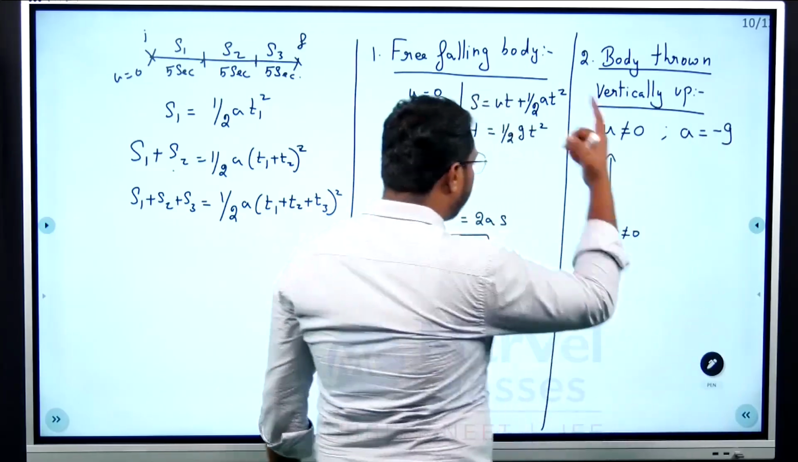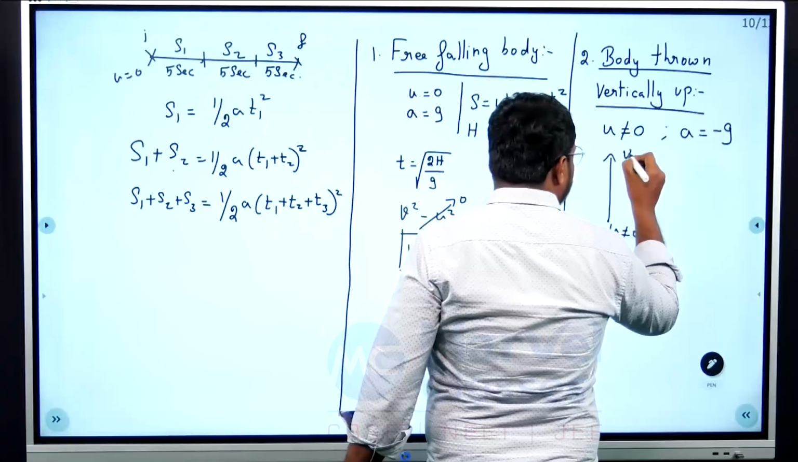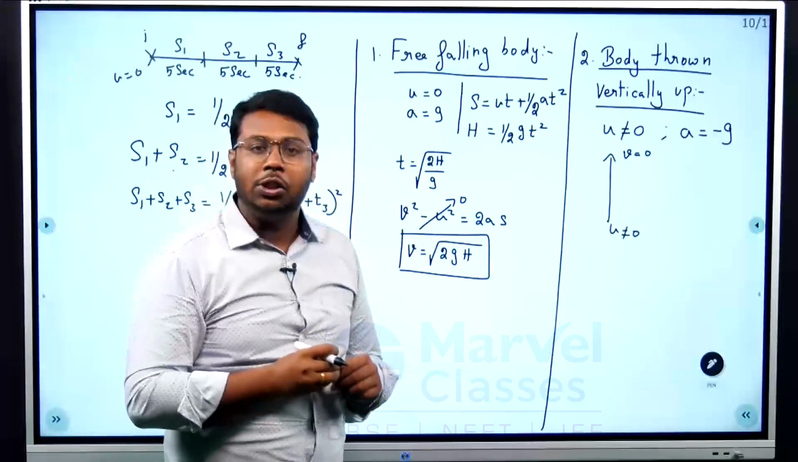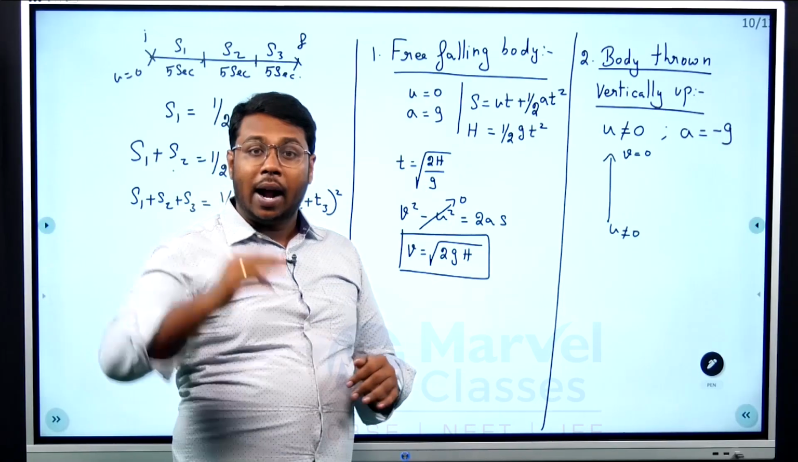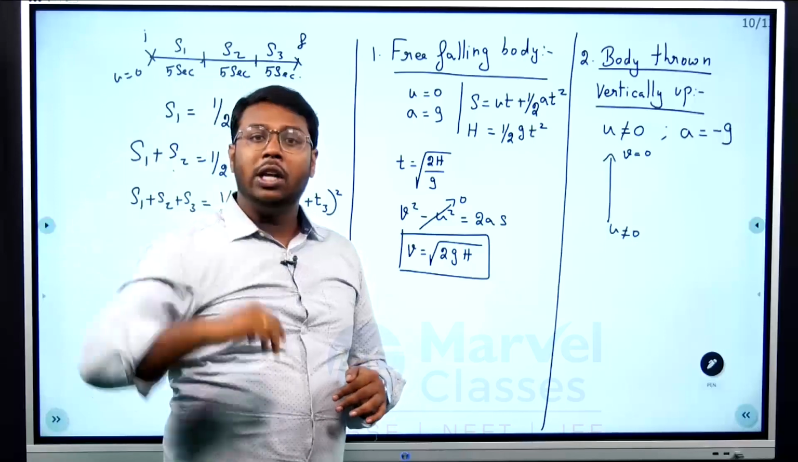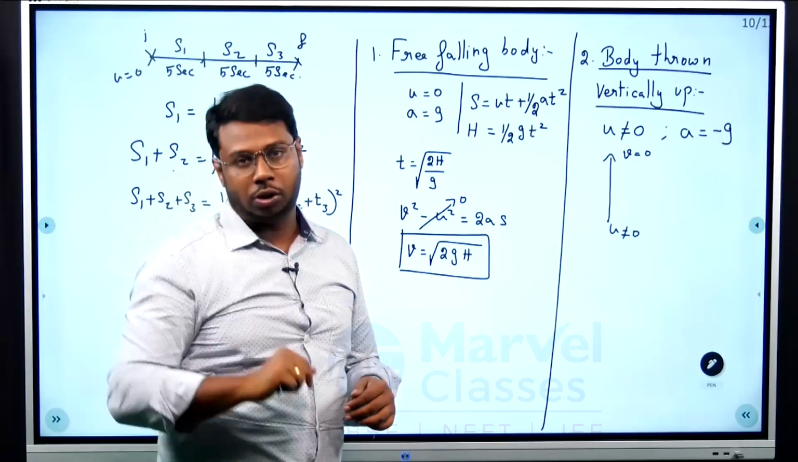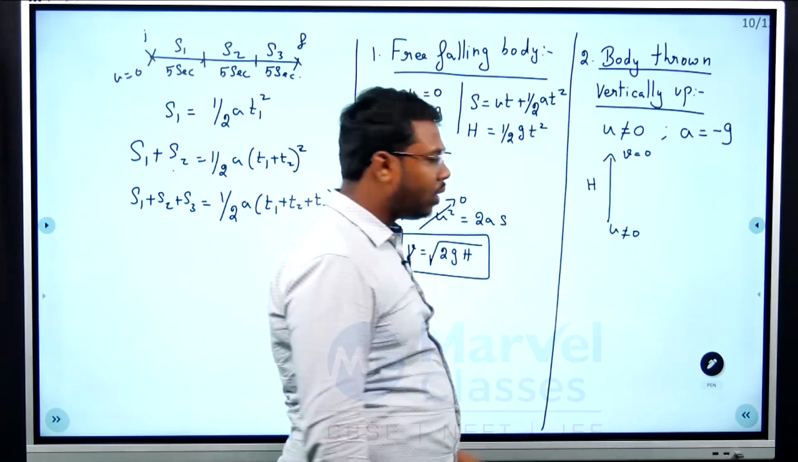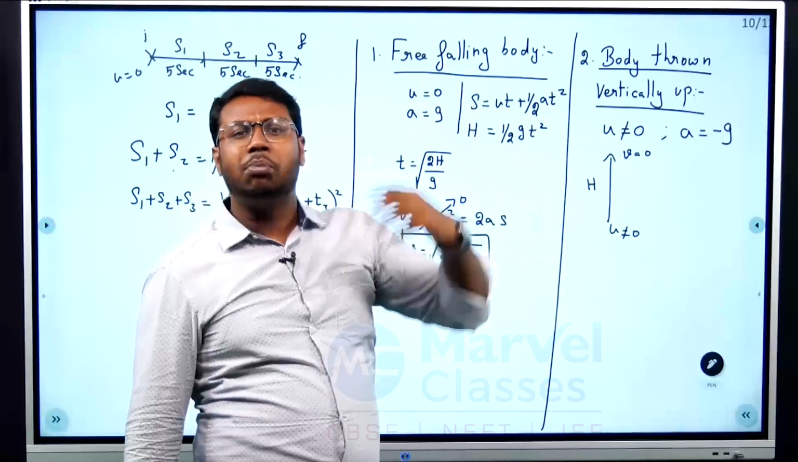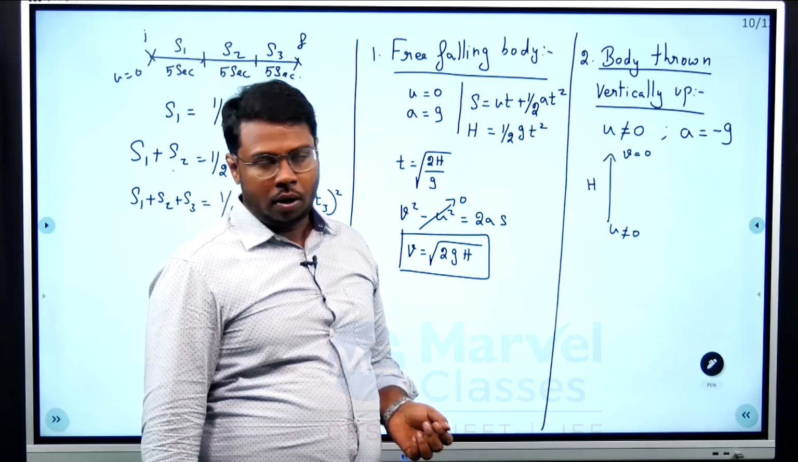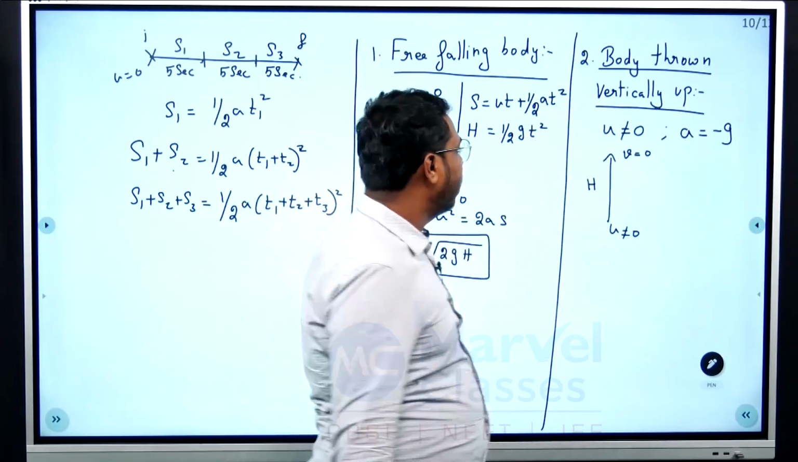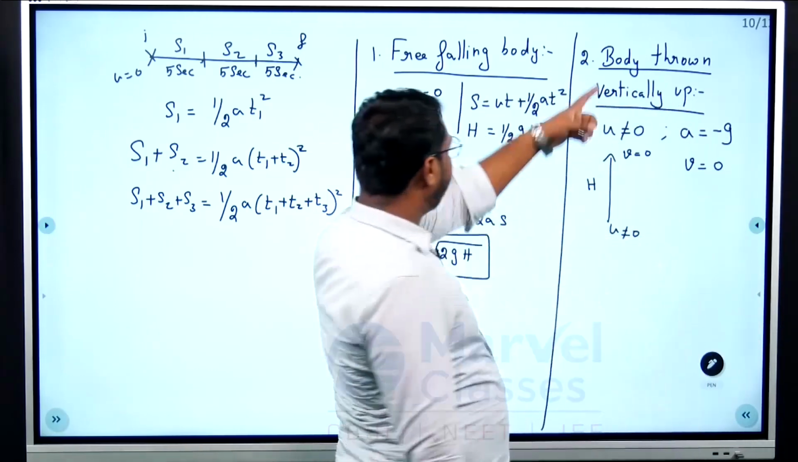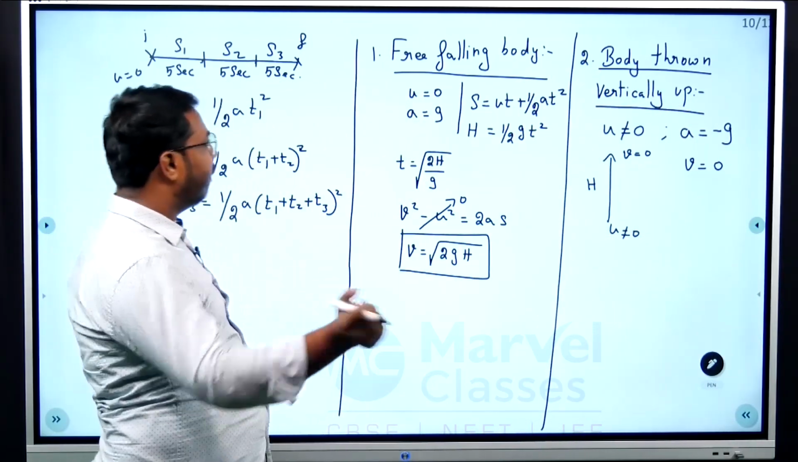When you throw it up, the body reaches the highest position, where at that point your velocity is 0. At the highest point the body is going to acquire a 0 velocity, and let's say h is the height reached by the body. So these are the quantities that you have to put into the equation when you are going to throw a body vertically up.